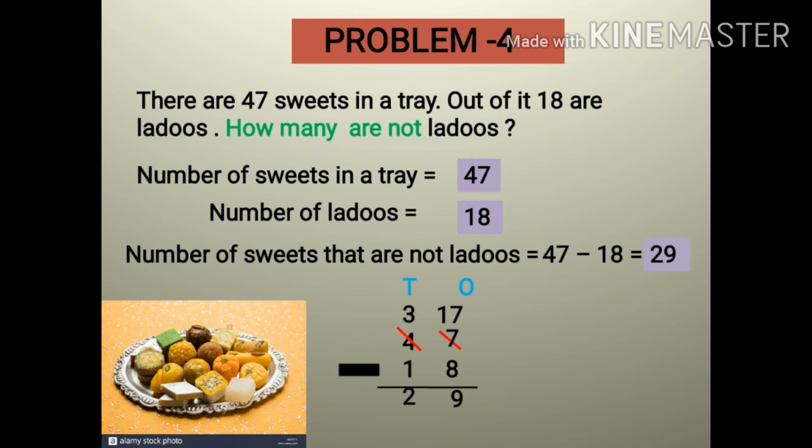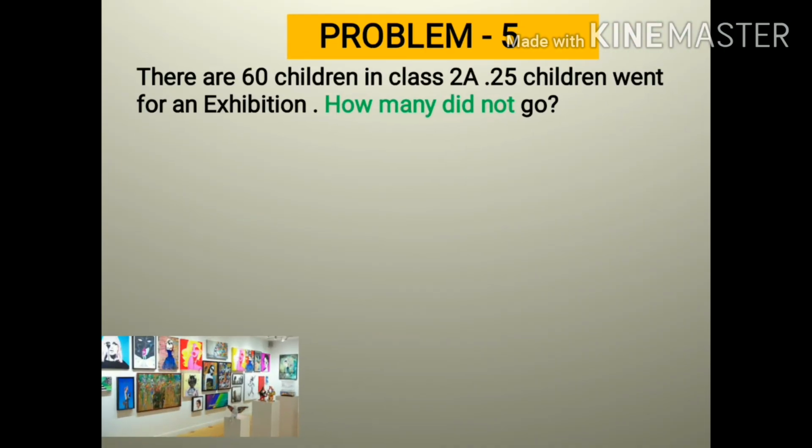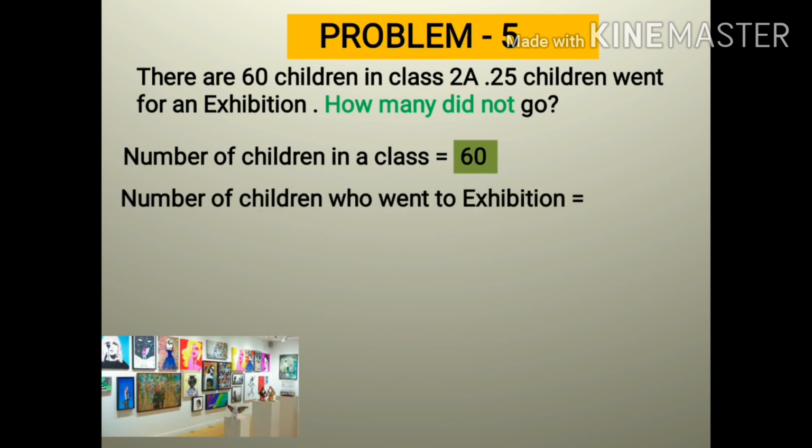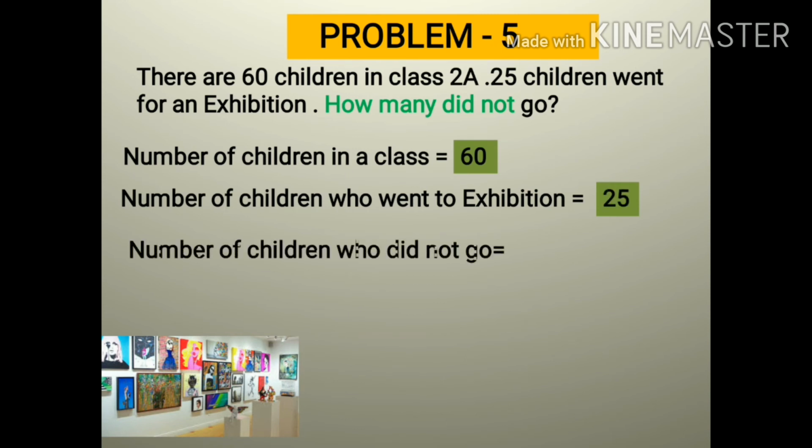Okay, now let us go to the last type of problem. Now there are 60 children in class 2A, and in that only 25 children went for an exhibition. So you have to know how many did not go for the exhibition. Now let us write number of children in a class is equal to 60. And how many children went to the exhibition? 25. And how many did not go? So we will find it out by subtracting. Number of children who did not go for the exhibition is equal to 60 minus 25.